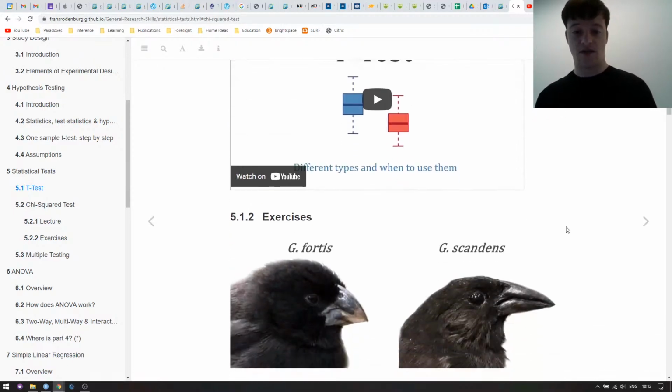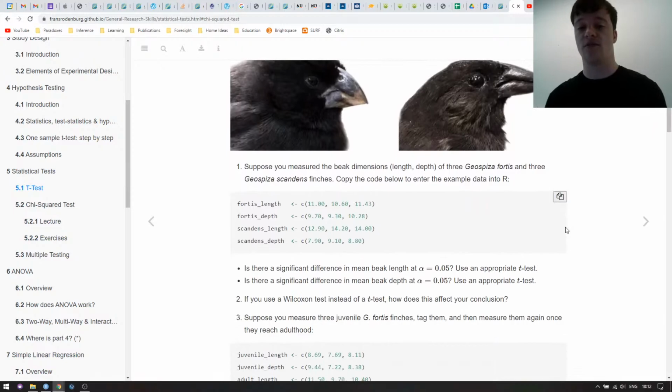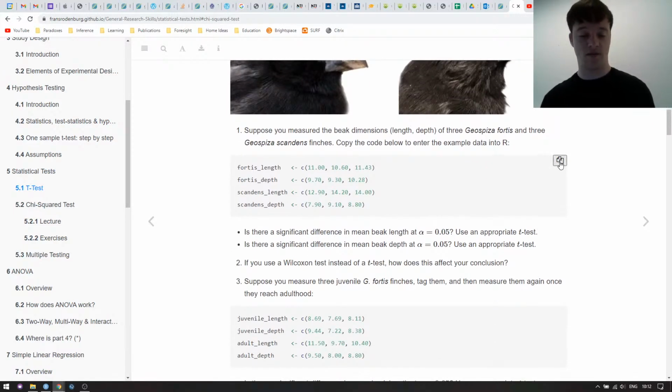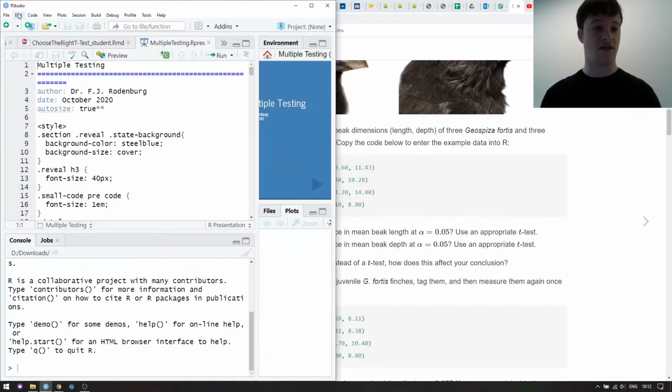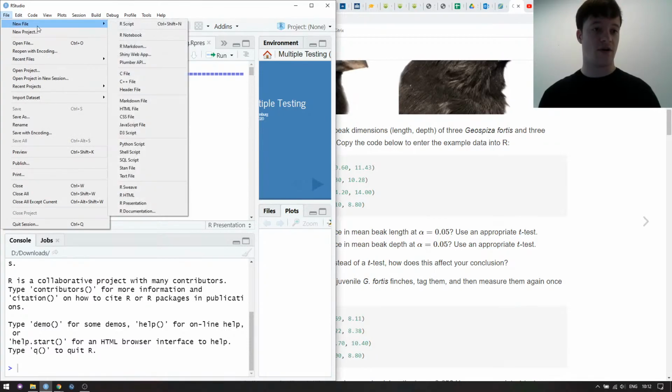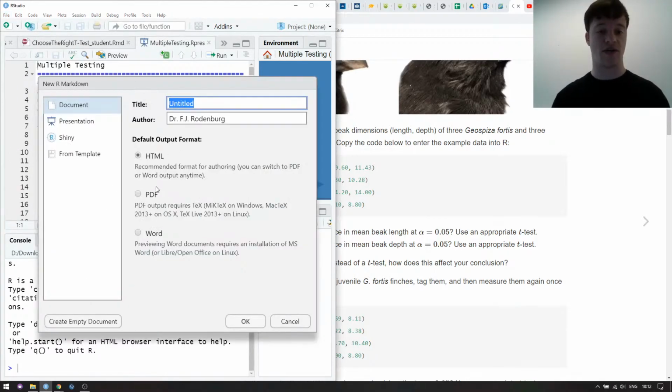So the first exercise, you just have to copy this data to R. Let me show you how I would do that, so you can see the regular workflow. The first thing I would always do is create a new R Markdown file because it is way easier to keep track of what you've been doing. These don't really matter, but let's just do it anyway.